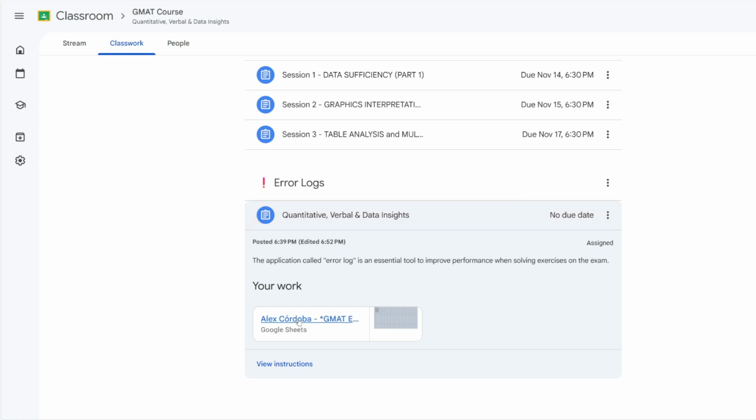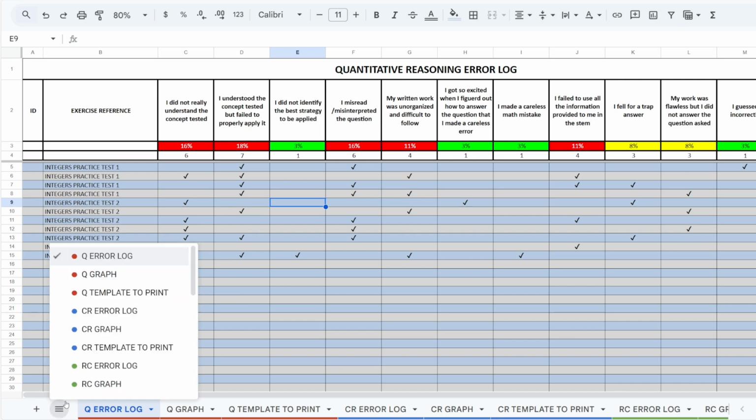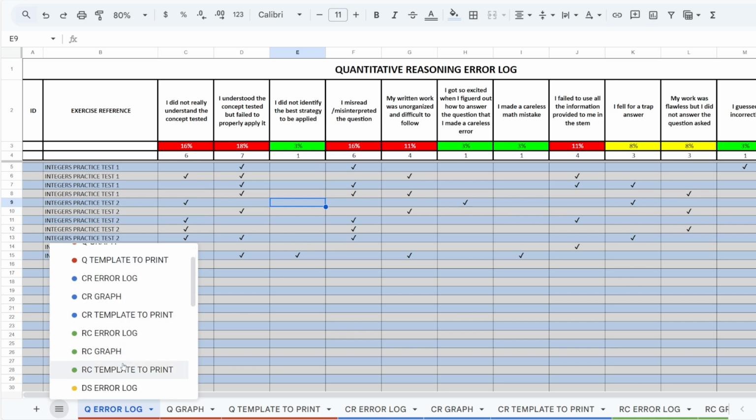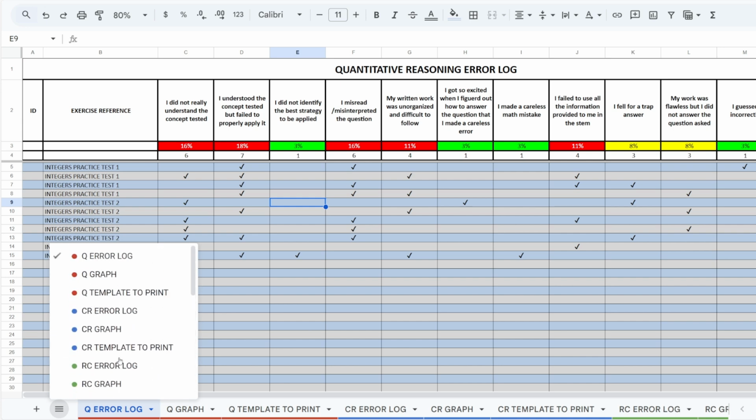Let us now take a closer look at the Exam Error Logs workbook and how to use it in practice. Inside this file, you will find separate error logs for the different parts of the exam. One for quantitative reasoning, one for verbal critical reasoning, one for verbal reading comprehension, and a set of logs for the 5 types of data insights questions. Although the content of each section of the exam is different, the structure and the logic of these logs are always the same. For each of these parts, you will see 3 Excel sheets.